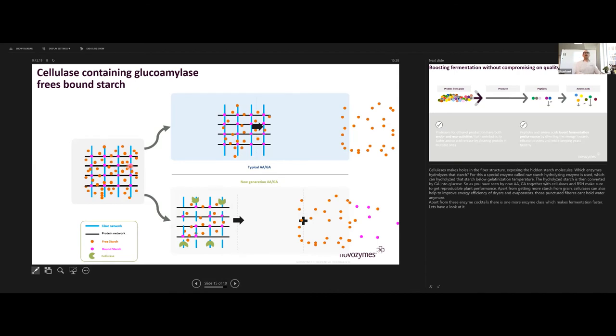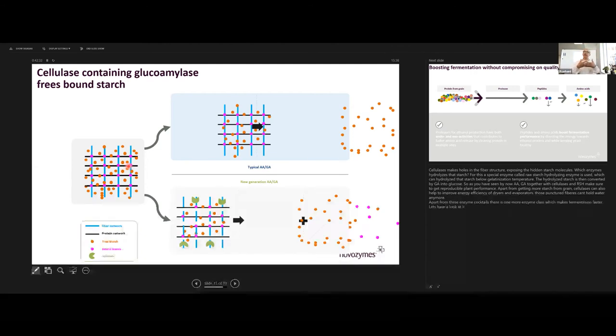So basically there is some bound starch. And what do we mean by this bound starch? Imagine that this is a fiber. This is the mash, but this is a fiber. When you mill it, you still have some fibers coming into the mash, and the starch is hidden behind those. Those are not accessible to the liquefaction and the fermentation stage.